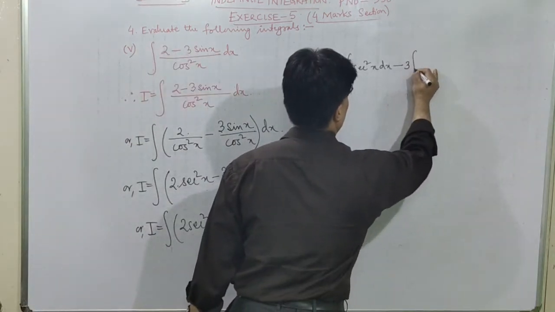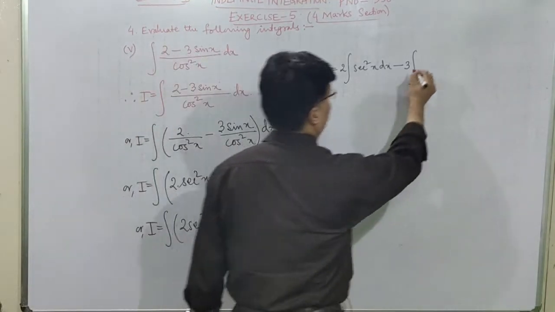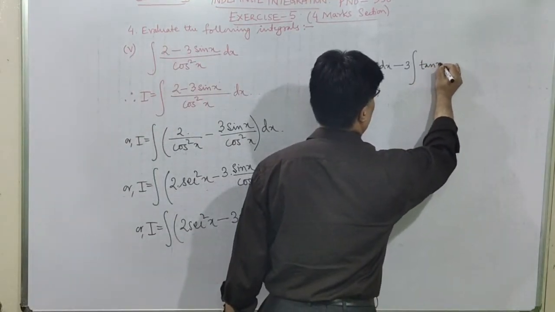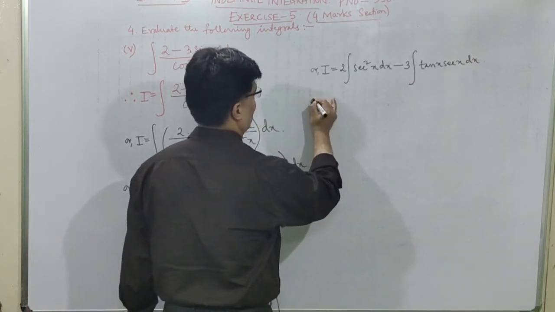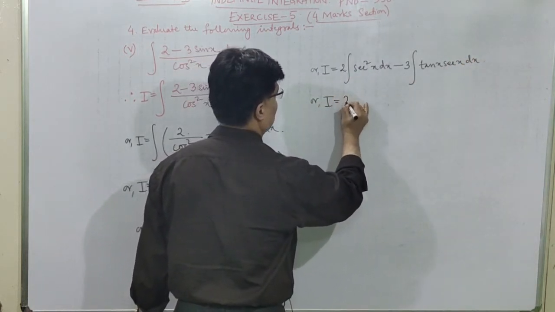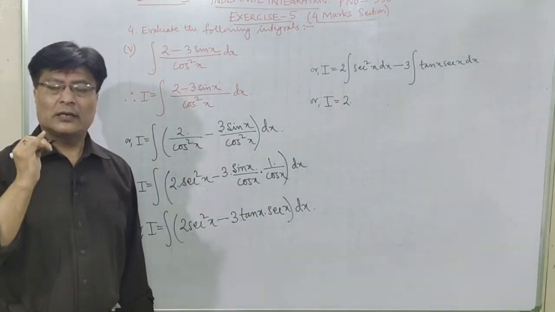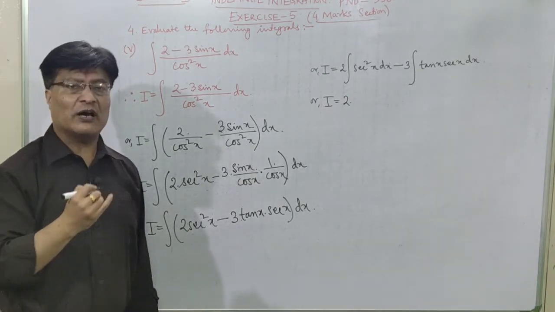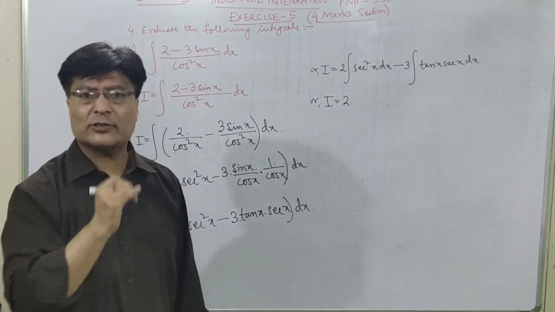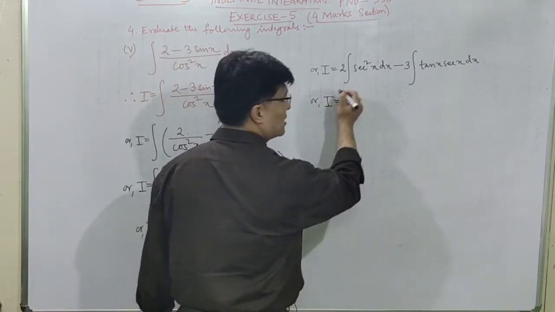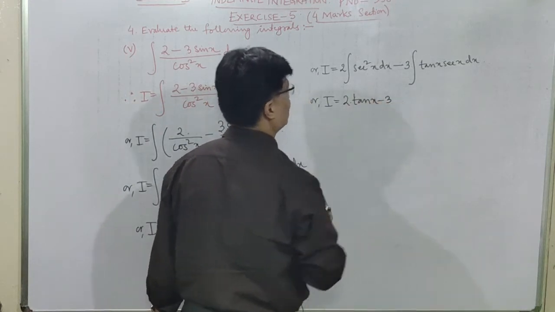So 3 integration sign, then what do we write? Tan x sec x dx. Then you can write here, it is tan x sec x dx. Or I is equal to 2 into, what is integration of sec square x? How can you use the formula of integration of sec square x? Differentiation of which function is sec square x? Tan x. That means integration of sec square x is tan x, minus 3.